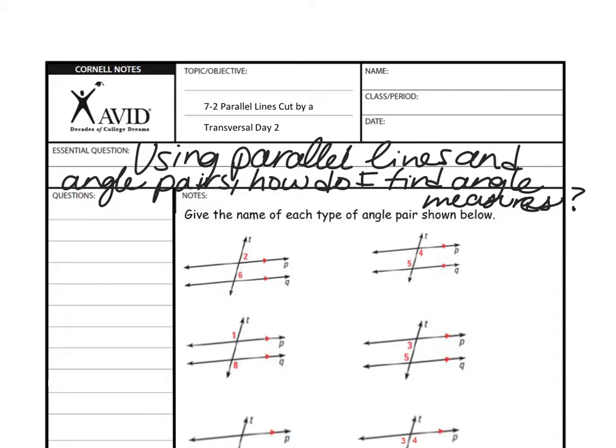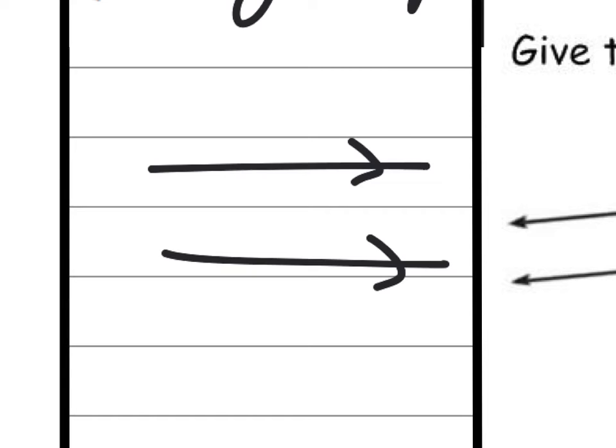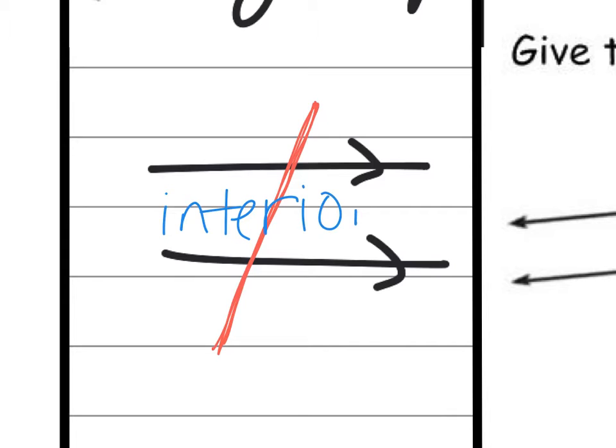angle measures? We said you got parallel lines, and they're marked like this, and then you have a transversal which crosses through it. And then it creates some angle pairs. We also talked about the interior and exterior. Interior is between the two parallel lines, and exterior is outside the parallel lines.